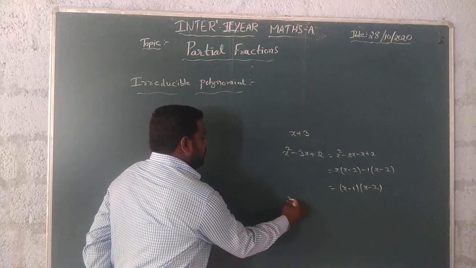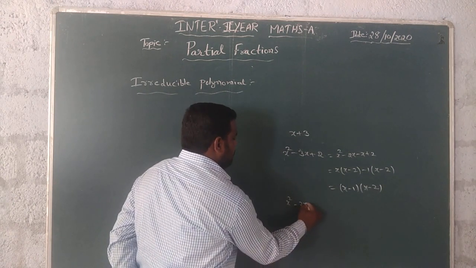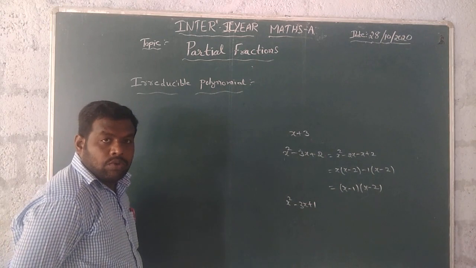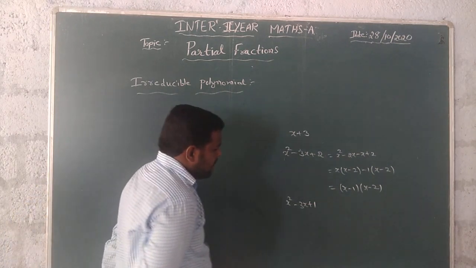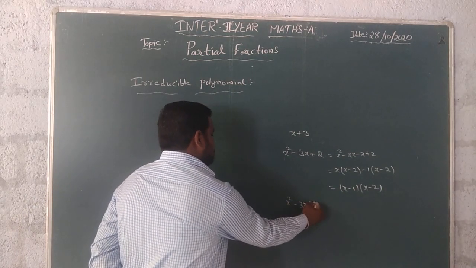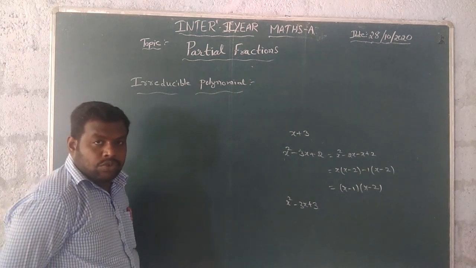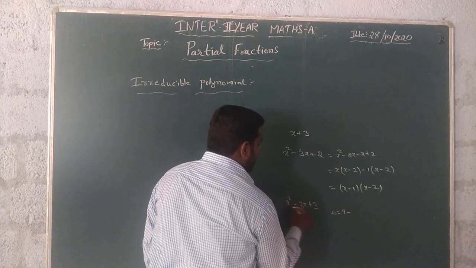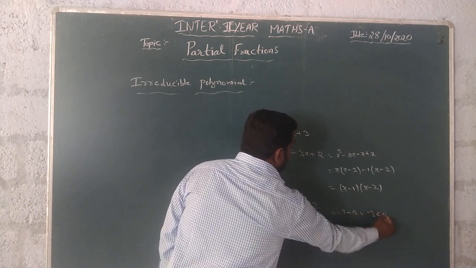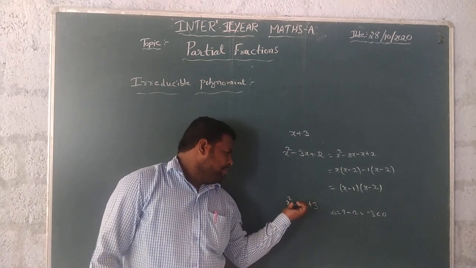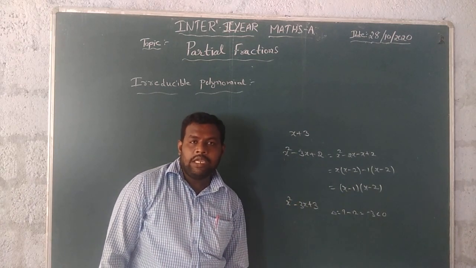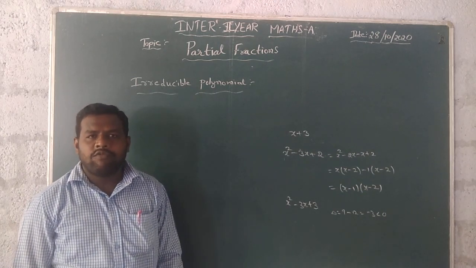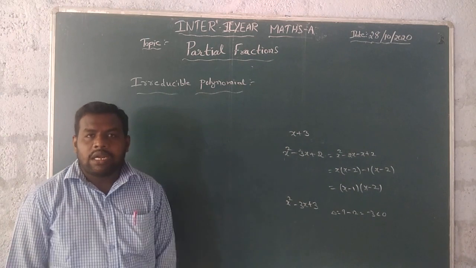Given another example, x square minus 3x plus 3. What is the discriminant of this polynomial? Delta is equal to b square minus 4ac, 9 minus 12, which is minus 3, less than 0. So discriminant less than 0 means this polynomial cannot be split. If a polynomial cannot be expressed as a product of polynomials, then that polynomial is called an irreducible polynomial.